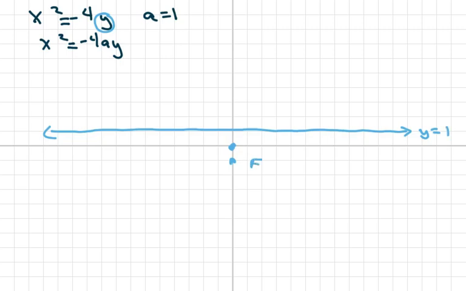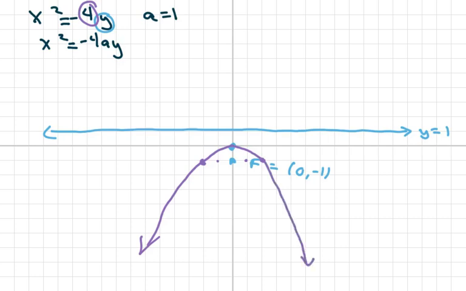The focus would be 0, negative 1. And I know the length of my latus rectum is 4, so I'm going over 4 here. I'm going over 2 to the right and 2 to the left. So it's going to go down, something like that. And these two points here would be negative 2, negative 1, and this would be 2, negative 1. And those are the points that define the latus rectum.